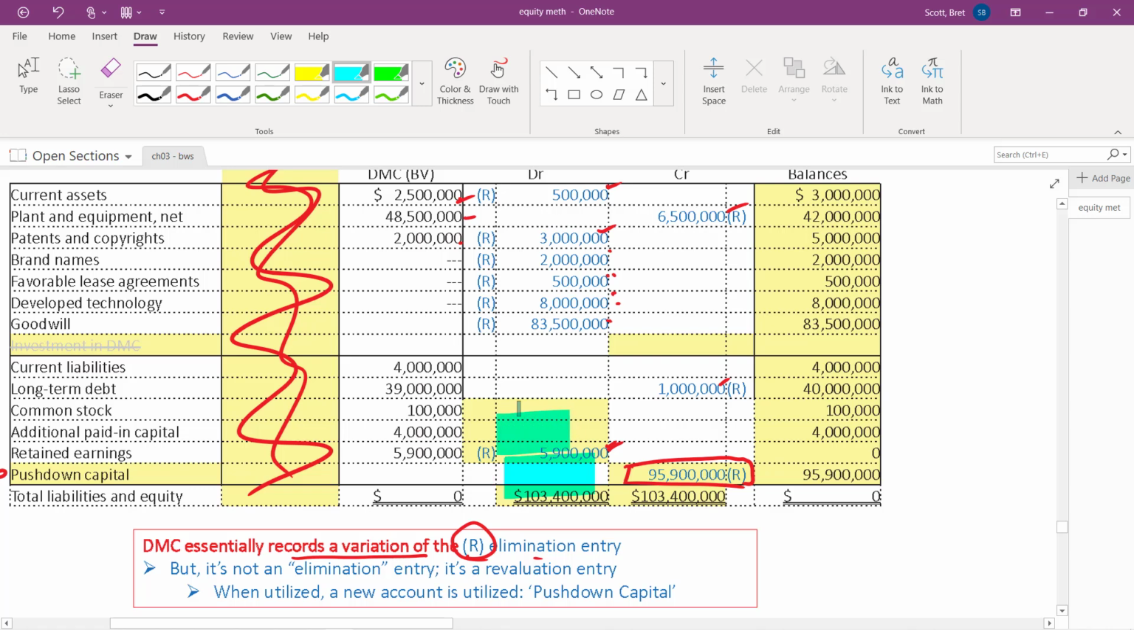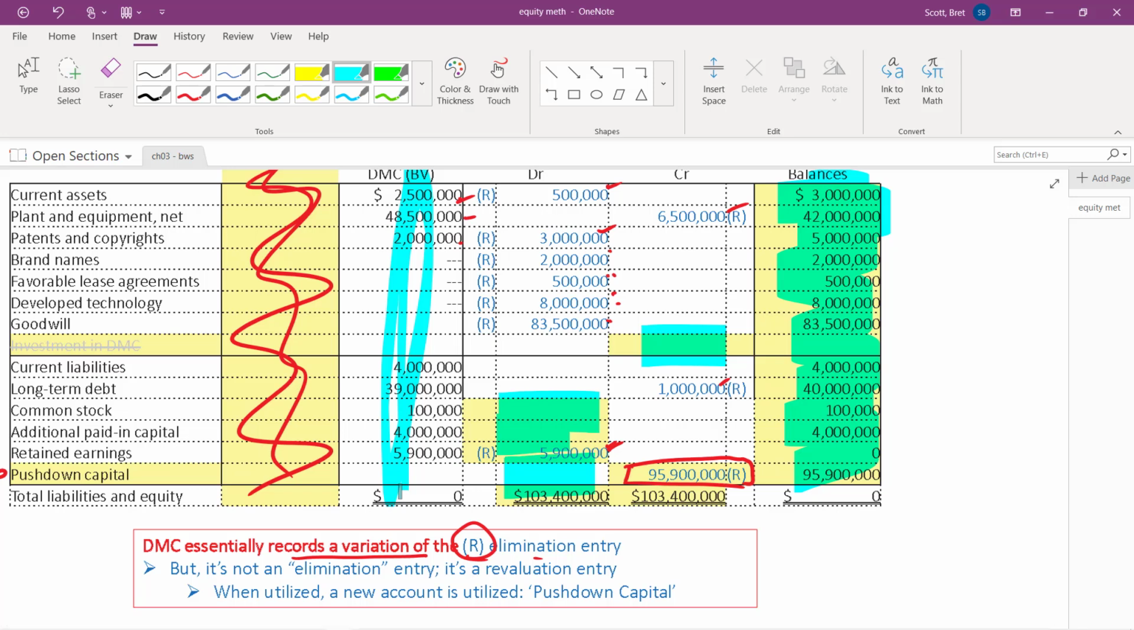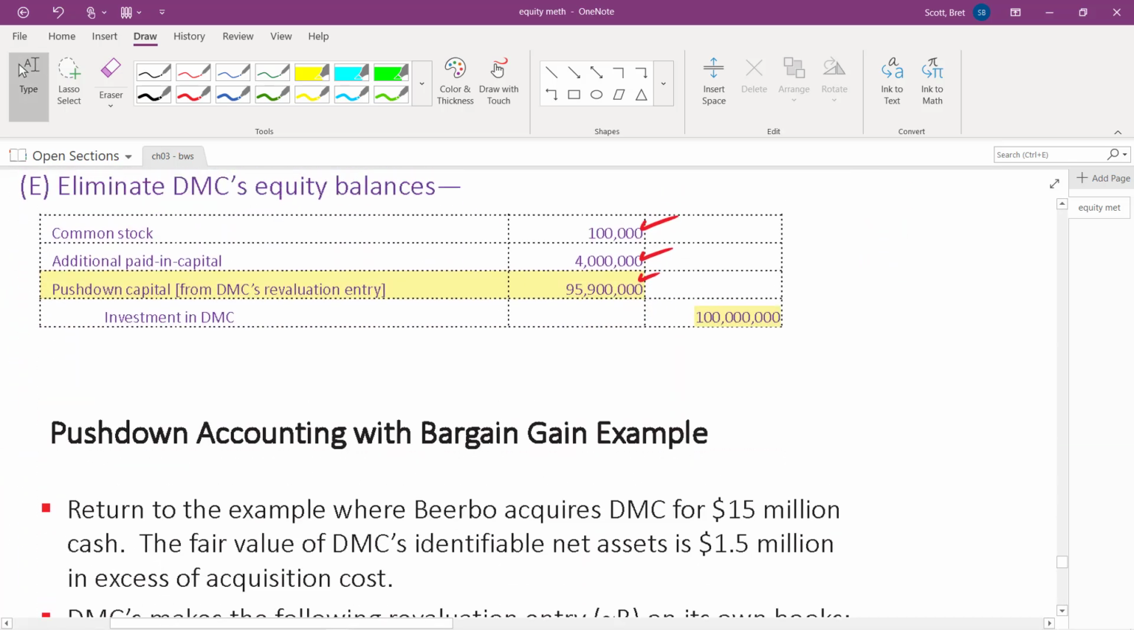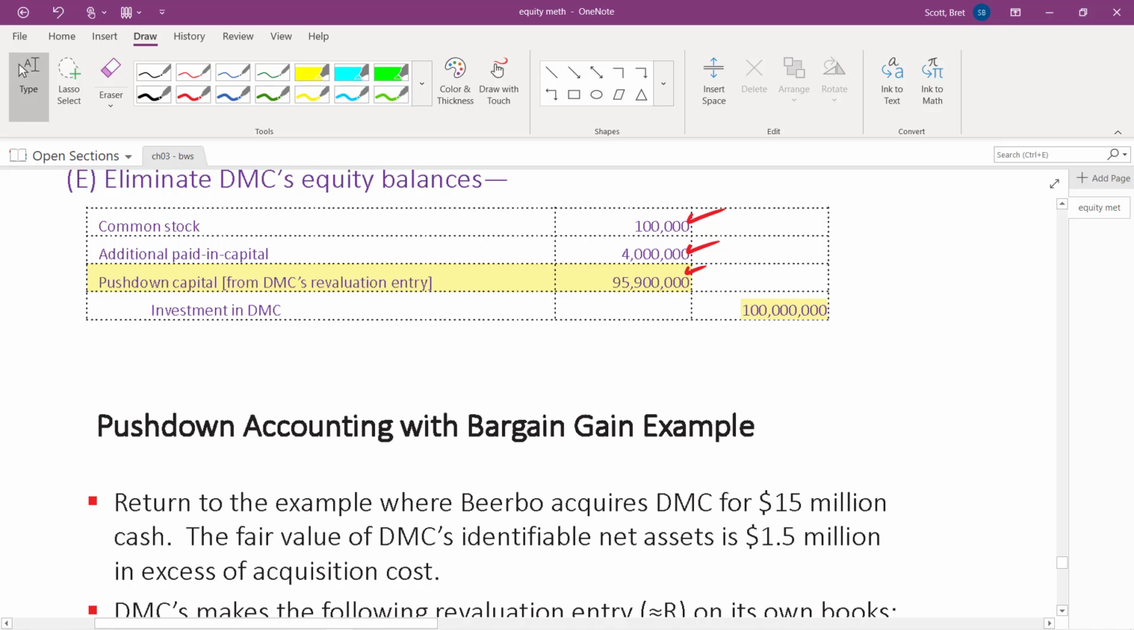We're still going to get rid of the common stock and additional paid-in capital. But that's all we have to do on our end. Once we do that, we'll get rid of the full $100 million. So we're still going to have our own consolidation worksheet, but we're going to use all of DMC's numbers in this account column when we do our consolidation worksheet. And it's going to be sweet. It's like one journal entry. Get rid of all the equity accounts. Boom, done. And so we like them for doing that. Having them help us out is always a good thing. So push down accounting is a good thing.